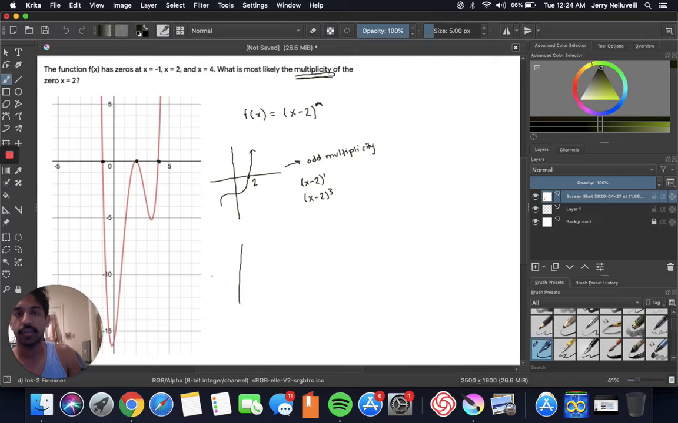But here, that's not what's happening, right? Here we see, oh, it goes up to 2, it hits it, and then it bounces back down. It doesn't go straight through. When you have a situation where the function might come to something and then bounce back up like we see here in the problem, this means that the function has an even multiplicity. It means that it happens multiple times, but it needs to happen an even number of times. So that means we get x minus 2 to the power of any even number. So it could be 2, or x minus 2 to the power of 4.